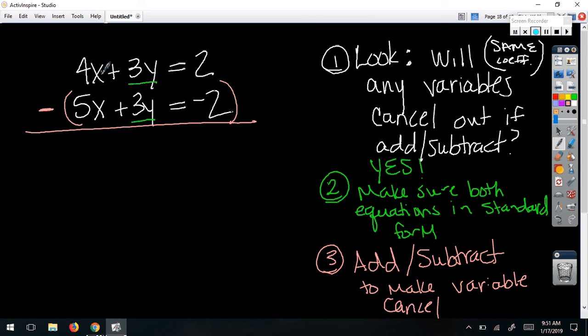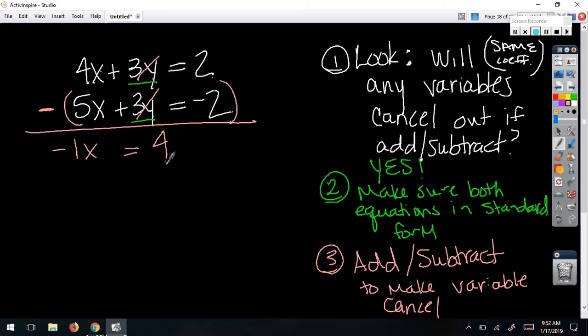Okay? So it's 4x minus 5x. What's 4 minus 5? Negative 1. What is 3y minus 3y? 0. Those cancel. Now be careful over here. 2 minus negative 2. 4.